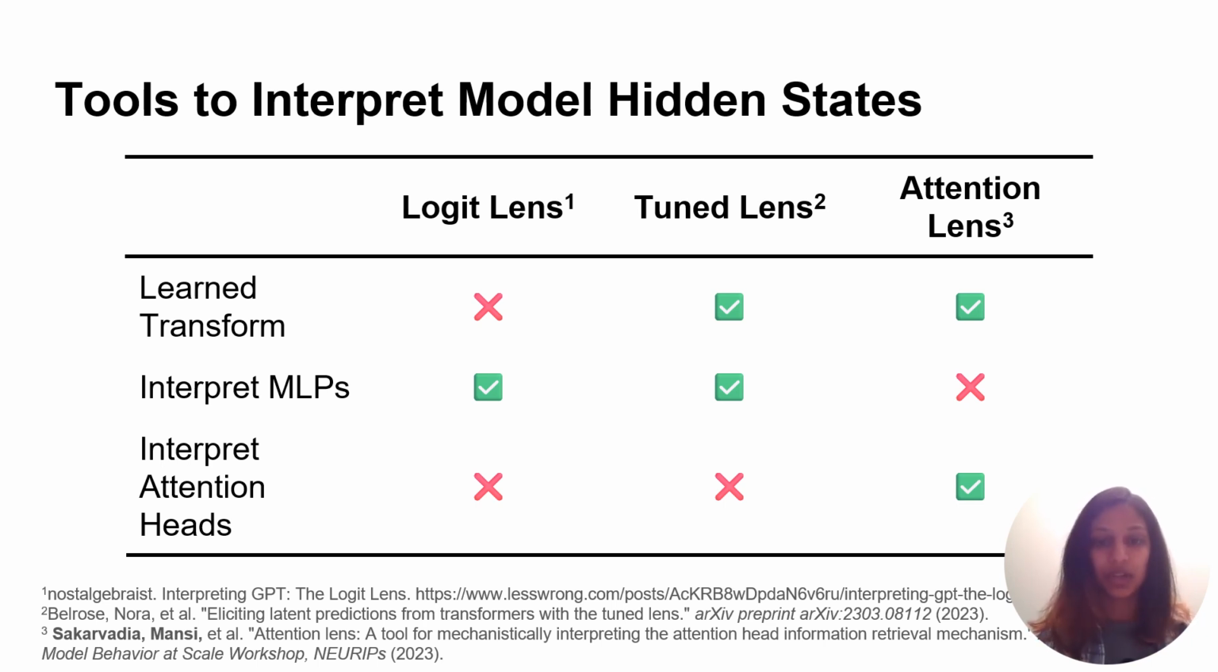A key difference between Logit Lens, Tuned Lens, and Attention Lens is that Tuned Lens and Attention Lens are actually learned transformations between the outputs of an attention head and some space that a human is interested in. Logit Lens does not involve optimization. The next key difference is that Logit Lens and Tuned Lens are both intended to interpret multilayer perceptrons, aka the linear layers, while Attention Lens is intended specifically to fill the niche of interpreting attention heads.